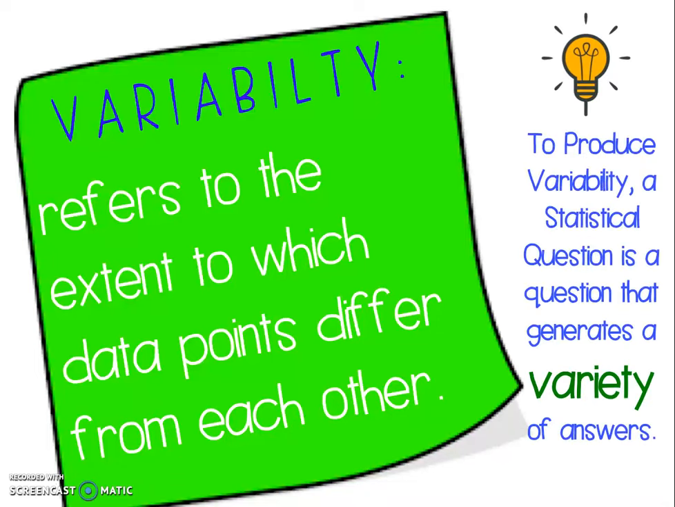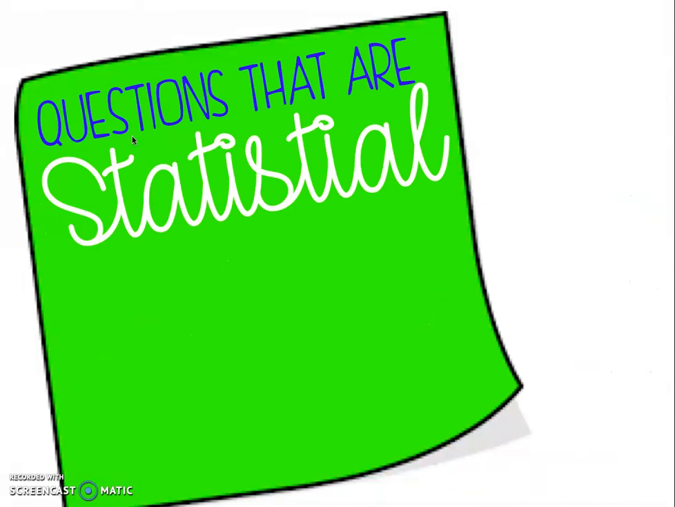Variability is saying, to produce variability, a statistical question is one that generates a variety. You can see that root word there in variability. It just means, are there a variety of answers, or are they all the same? Okay. So to produce variability, to get those differences in data, a statistical question is one that generates a variety of answers. So let's look at some examples of questions that are statistical.